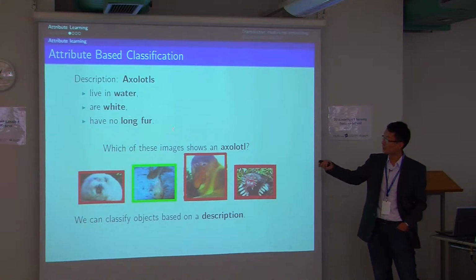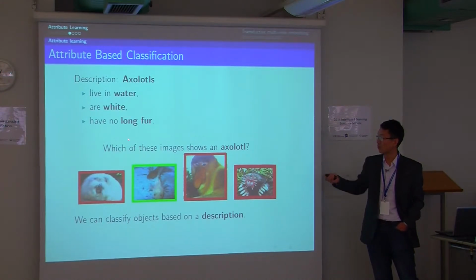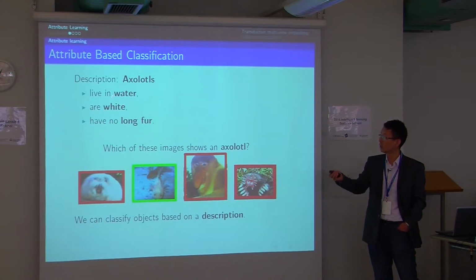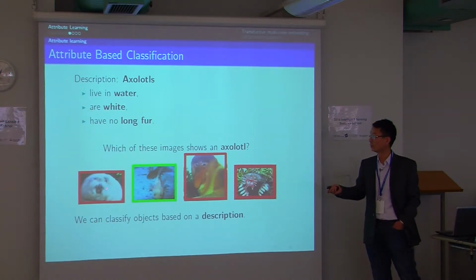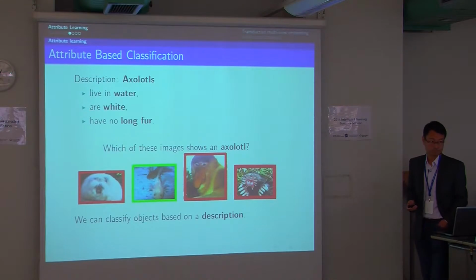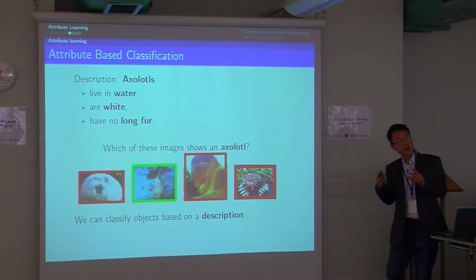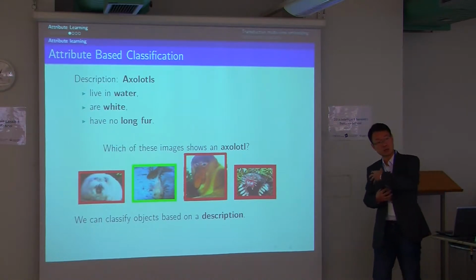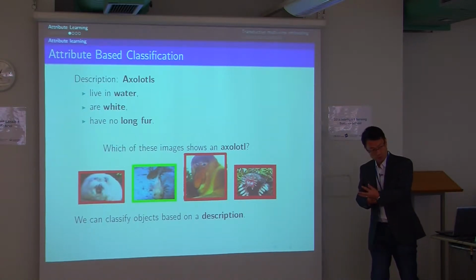Yeah, and the third one is that it has no long fur. So apparently this one has long fur, and although it's white, it doesn't live in water. So this one should be eliminated as well. Yeah. So this is the idea behind humans' ability to recognize object categories with zero shot.